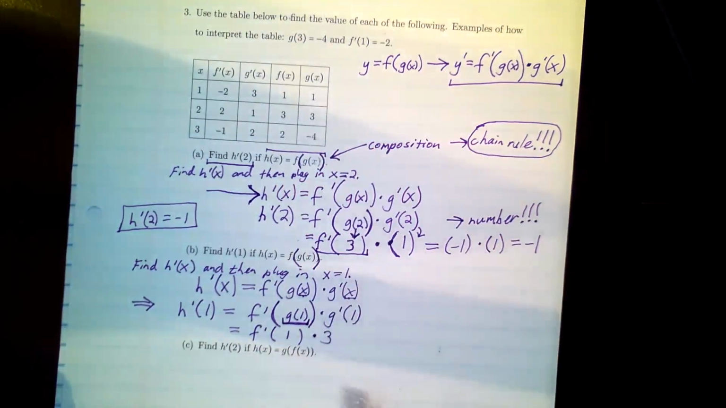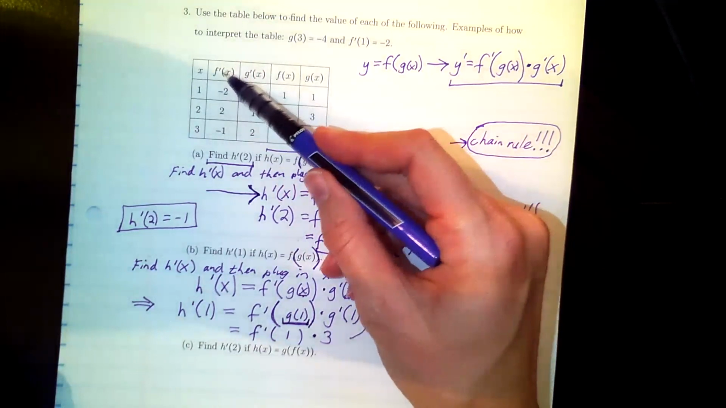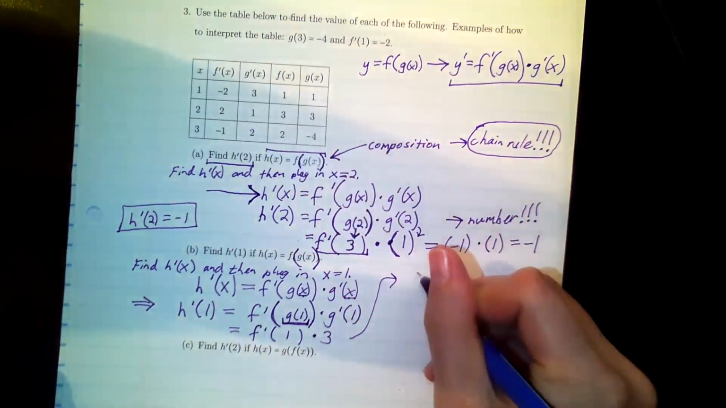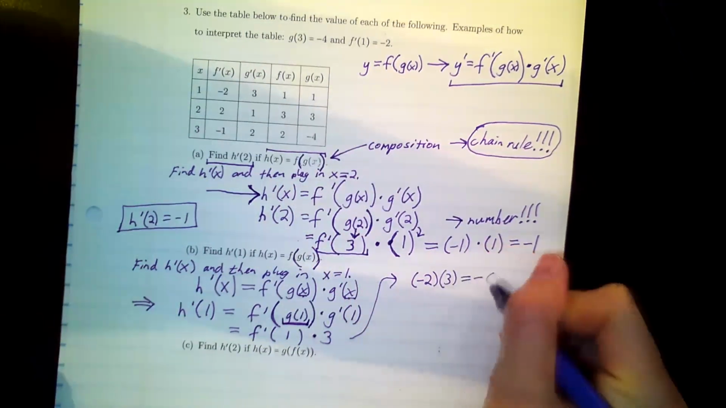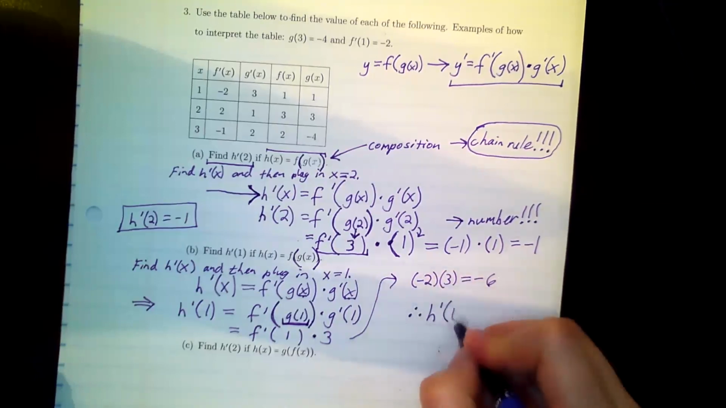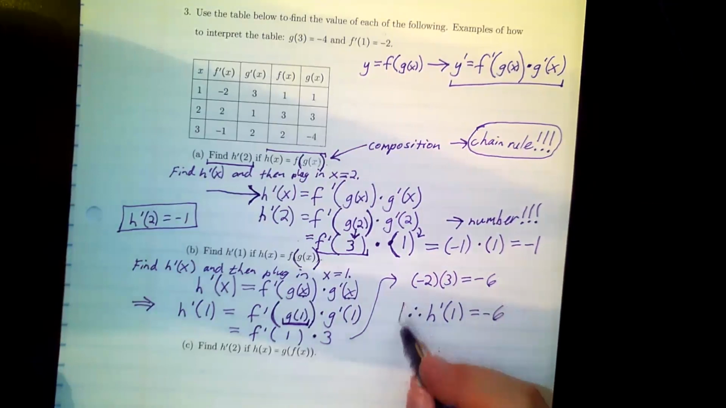So we have a multiplication here. We have f prime of 1 times 3. So let's find f prime of 1. F prime of 1 is negative 2. This becomes negative 2 times 3, which is negative 6. So that is to say that h prime of 1 is negative 6. The derivative of h at x equal 1 is negative 6.